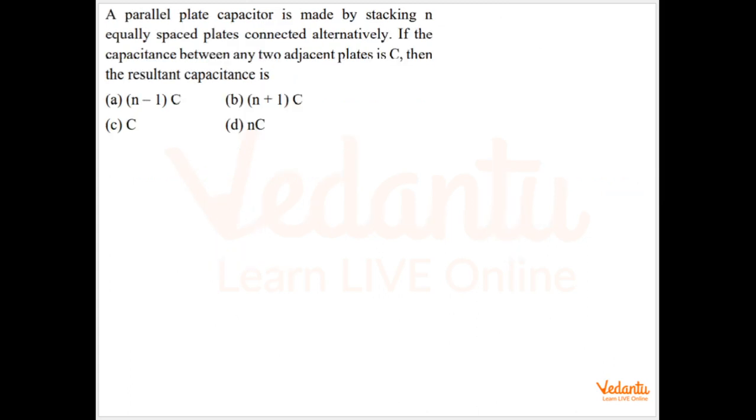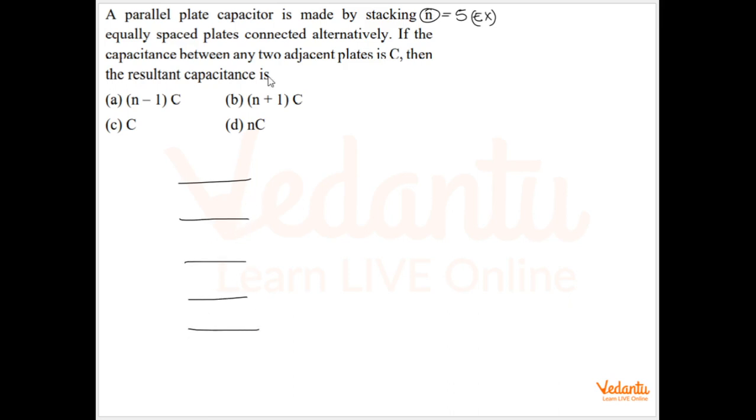In this question beta, a parallel plate capacitor is made by stacking n equally spaced plates and connected alternately. If the capacitance between any two adjacent plates is C, then we have to calculate the resultant capacitance. Now beta, here rather than stacking n plates, I will choose a random number and see what the answer will be for that many plates. So for example, let's take n equal to 5 as an example value and see what answer we get. Based on the answer that we get beta, we will be able to click on the correct option. So beta, essentially there are 5 plates kept like this.